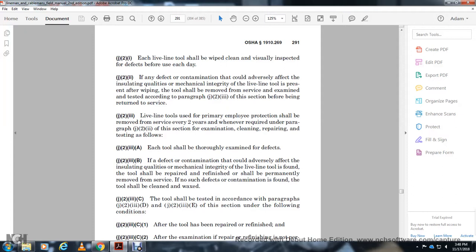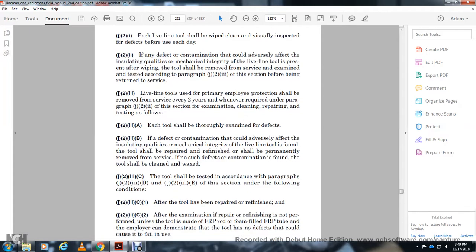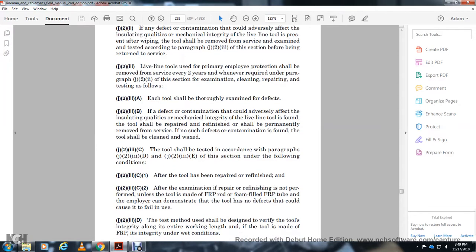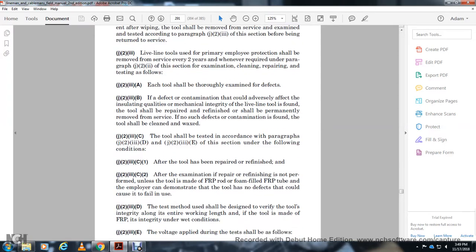The tool shall be tested in accordance with the applicable paragraphs of this section under the following conditions: after the tool has been repaired, or if the examination, repair, and finishing were not performed. If the tool is made from an FRP rod or foam-filled FRP tube, the employer can demonstrate that the tool is not defective. The test is designed to verify the tool's integrity along its entire working length, including the integrity of tools made with FRP under wet conditions.